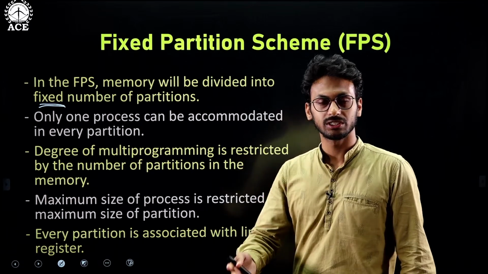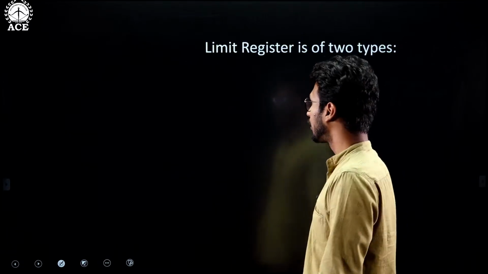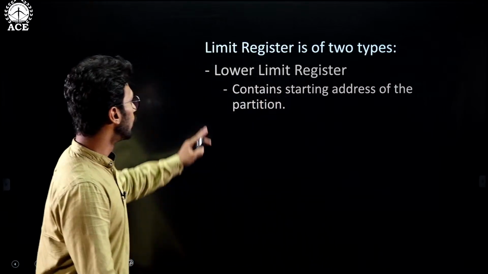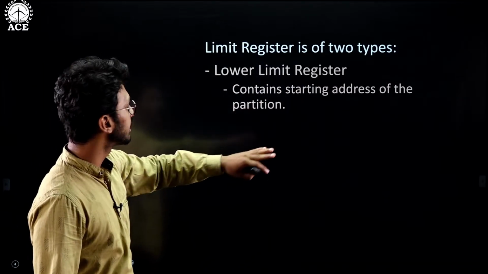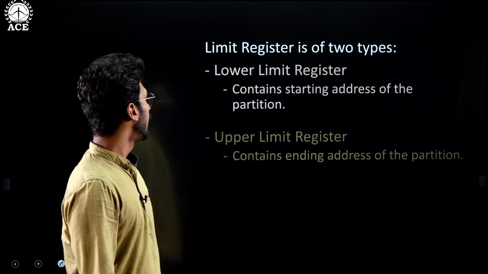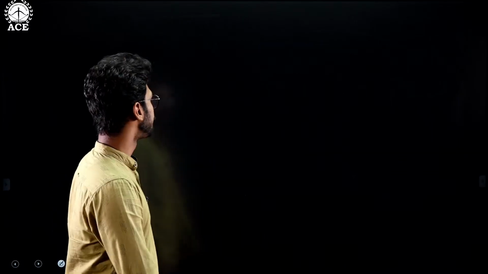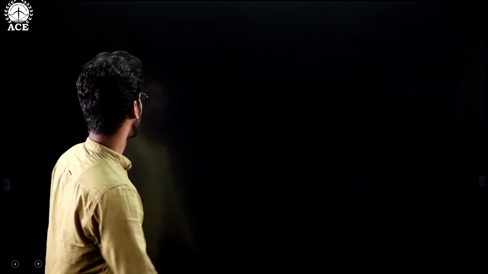There are 2 types of registers: lower limit and upper limit register. I'll draw a diagram. It will be good to understand with the help of a diagram. Lower limit register contains the starting address of the partition. Upper limit register contains the ending address of the partition. Just look at it carefully. If possible, you also draw along with me simultaneously. Simple.